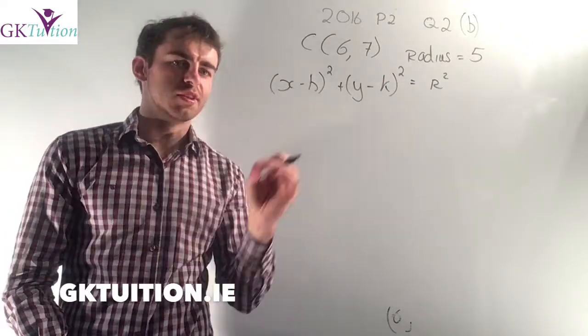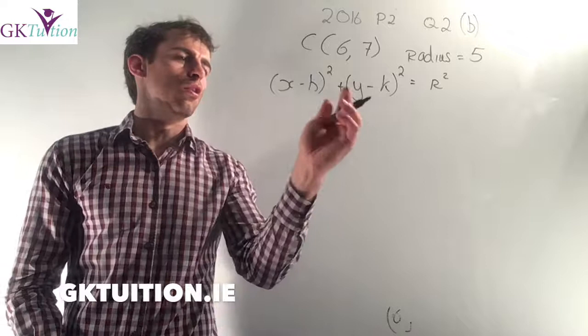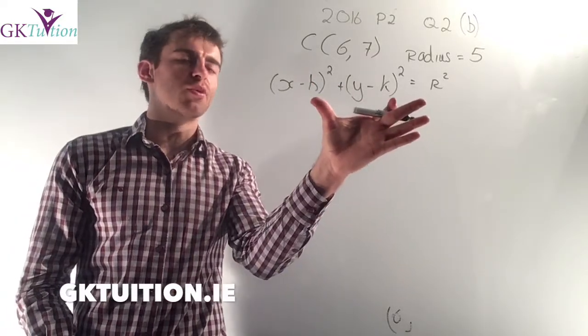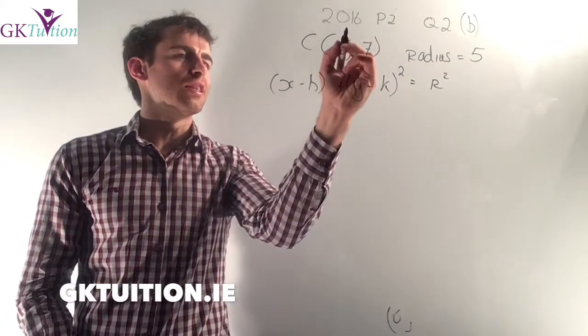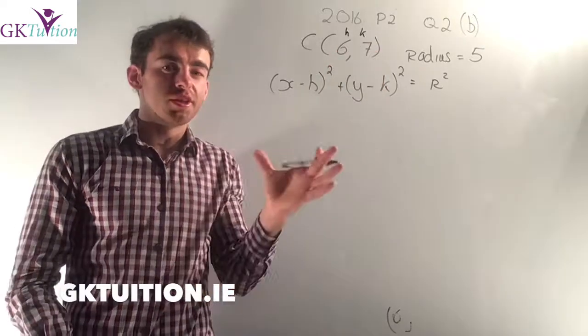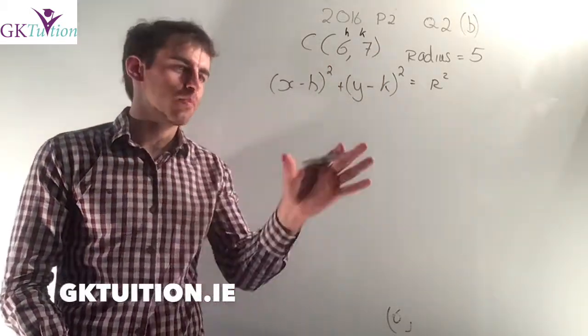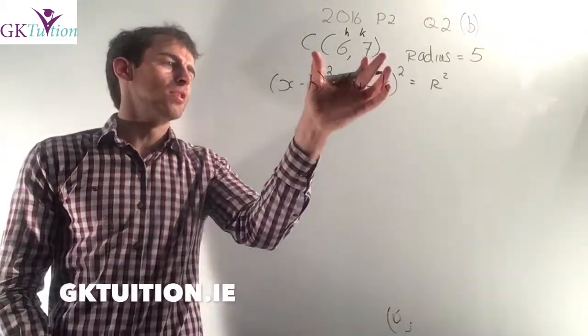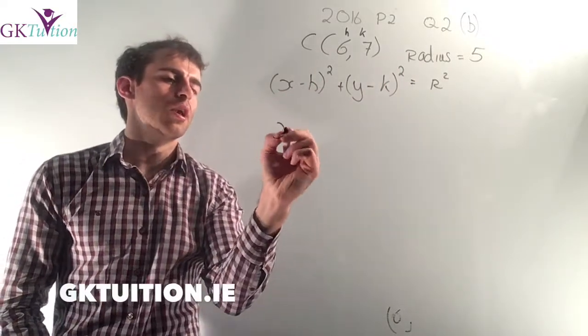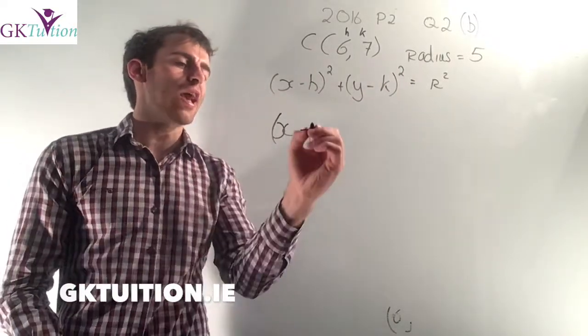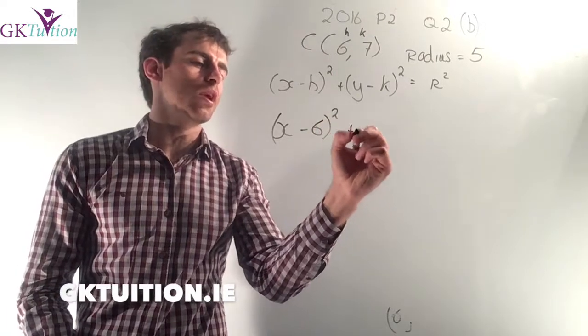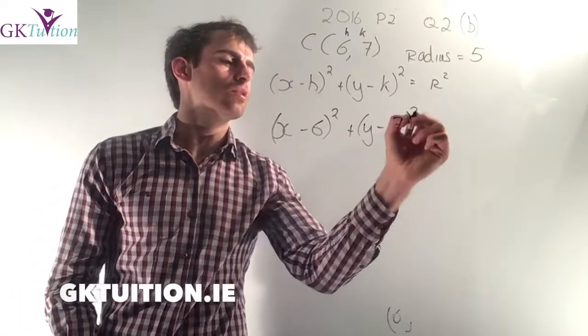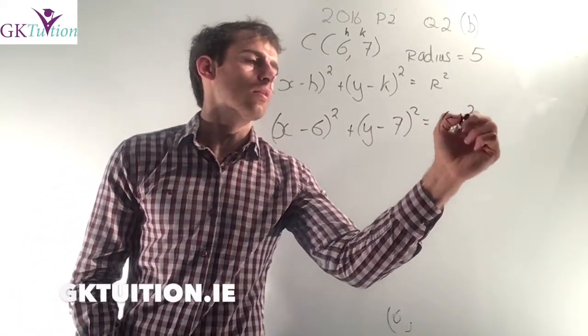But it's a lot easier to sub into this one. So if I'm using this as the equation of my circle, the center is (h, k). So your minus g, minus f is irrelevant for the moment. And once I know my center and my radius, I can just sub straight in. So that just means the equation of my circle is (x minus 6) squared plus (y minus 7) squared is equal to 5 squared.